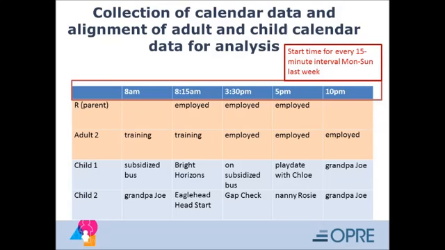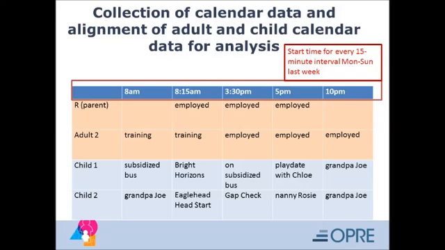Each of them covers 15 minutes. And the time displayed represents the start time of each slot. So you see 8 a.m., 8:15, and then there's a lot of time in between, 3:30, 5 p.m., and 10 p.m. So as an example, you could see that at 5 p.m., the parent was working, the second adult was also working, child 1 was at a play date with Chloe, and child 2 was being taken care of by Nanny Rosie.